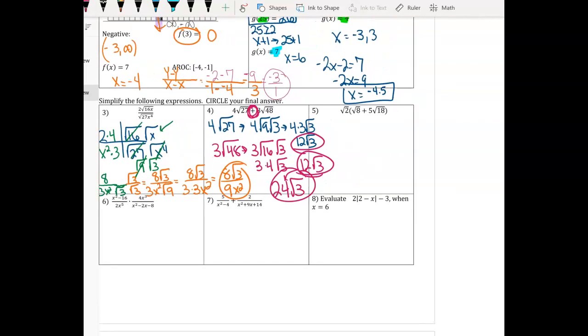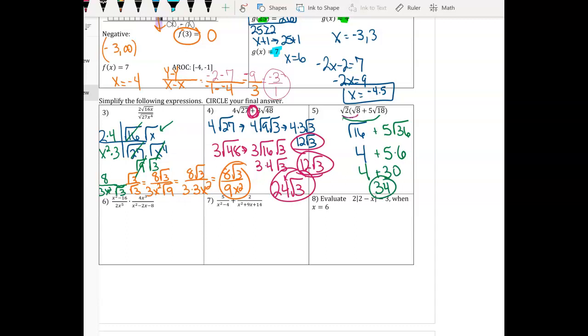Okay, number 5. So I'm going to distribute. That's going to give me the square root of 16. And that's a nice number. That's 4. And then I'm going to distribute again. I'm going to get 5 with the square root of 36, which is also a nice number. And then I can just start simplifying this and get to 34.